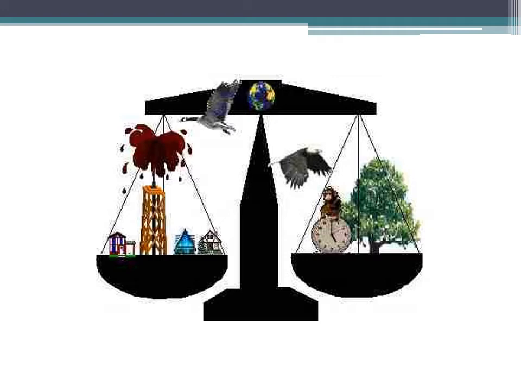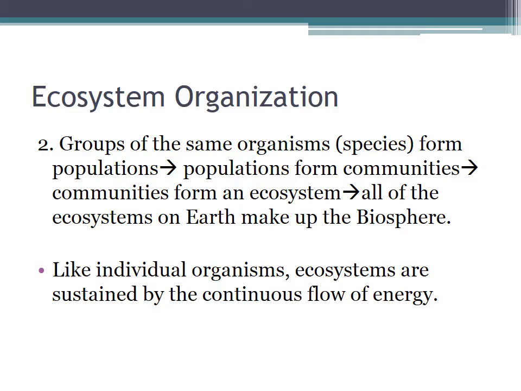So it's a very delicate balance to have an ecosystem where the population is maintained and not sharply increasing or sharply decreasing. Ecosystems are organized in a hierarchical way, sort of like the human body. Groups of the same organisms, which are species, form populations, and I'm going from smallest to biggest here. Just like when we learn about the human body, we start with cells, and then cells make up tissues, and tissues make up organs, and organs make up organ systems, and so on.